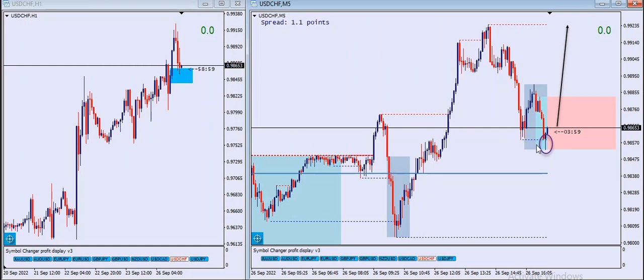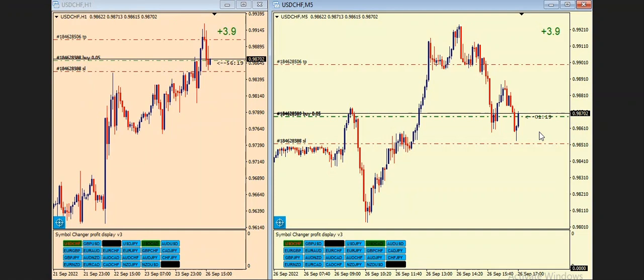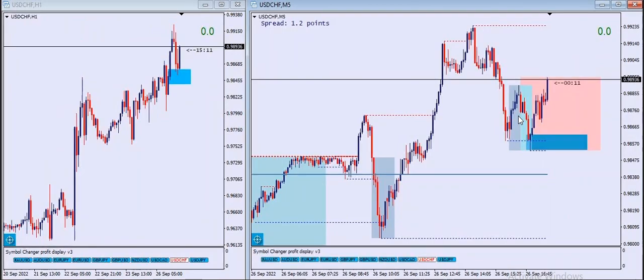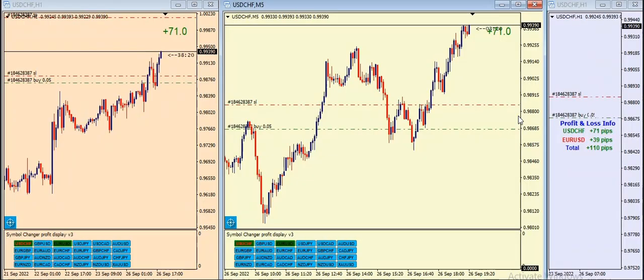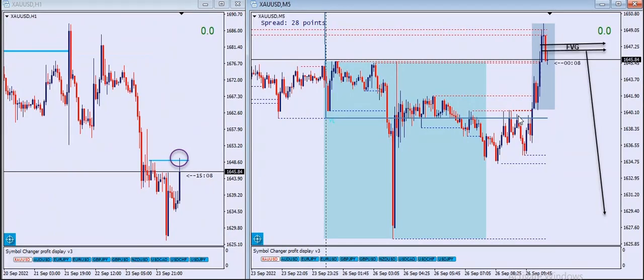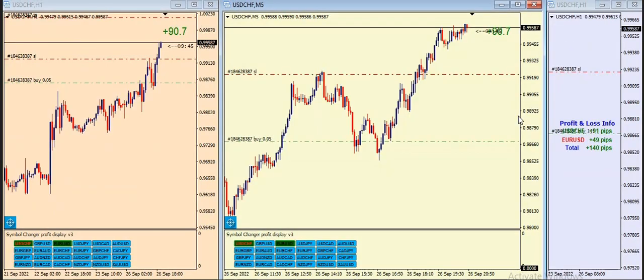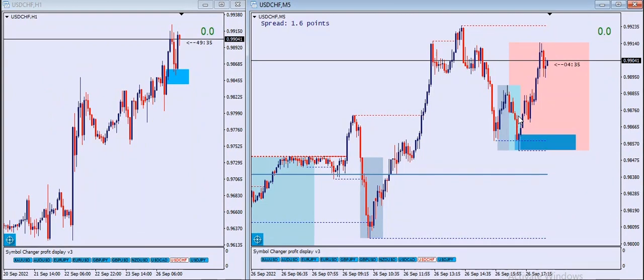Then price comes back, takes out that low and gives me a pin bar or an engulfing pattern or a railroad track, and that is exactly what happened here. So this was the entry. This was when I took the entry and price moved, took out my first take profit and continued up till the end of the New York session that day.